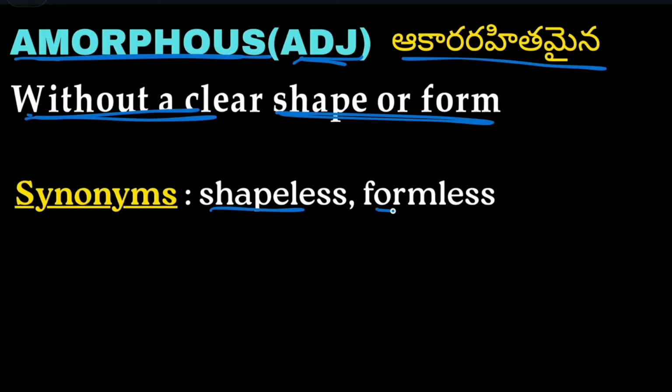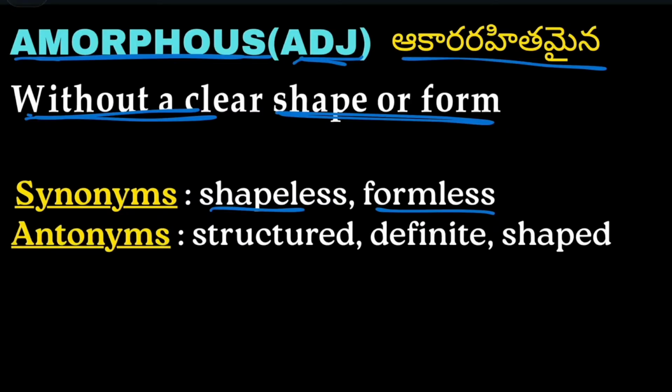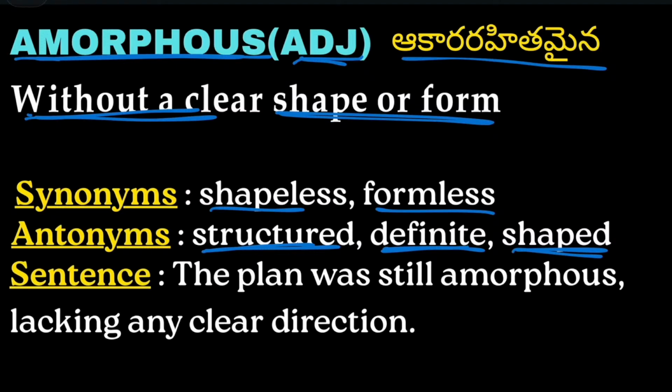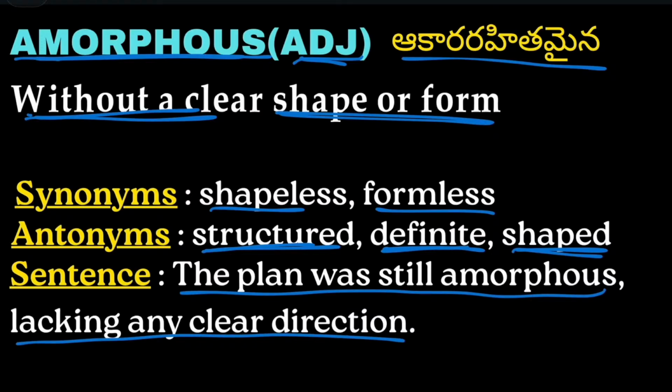Synonyms: shapeless and formless. Shapeless and formless are the synonyms and the opposites of amorphous are structured, definite, shaped. Structured, definite and shaped are the antonyms of amorphous. Example sentence: the plan was still amorphous, lacking any clear direction. The plan was still amorphous means it was not yet clear, still uncertain, lacking any clear direction.